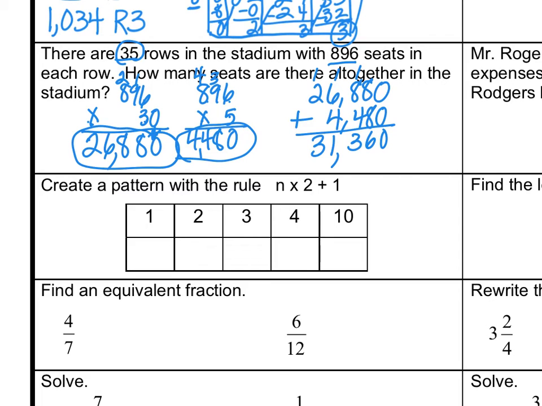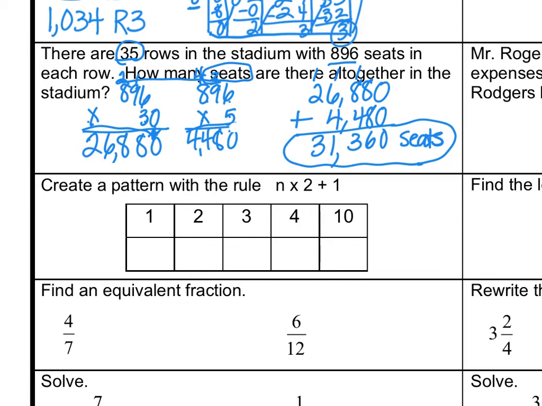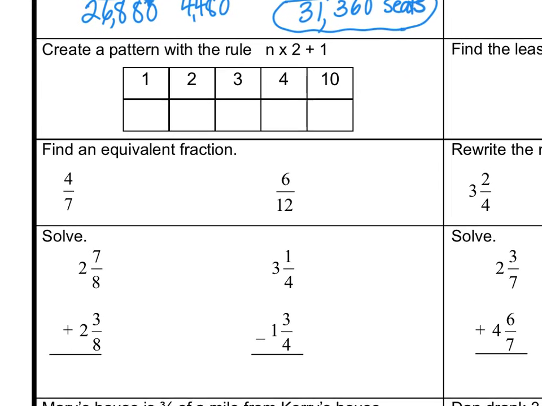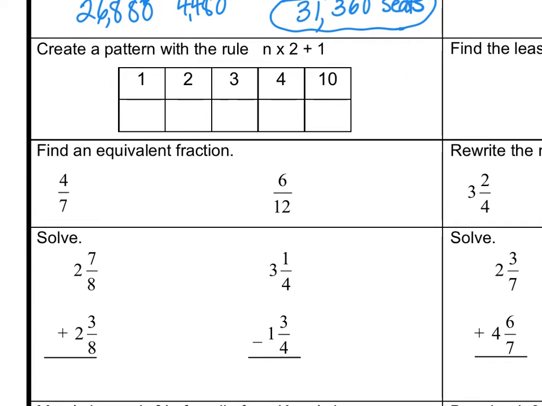And I should not have circled these, because I want you to do that to your final answer. It just makes it easier to see what the final answer is. But we need a word. How many seats? 31,360 seats.